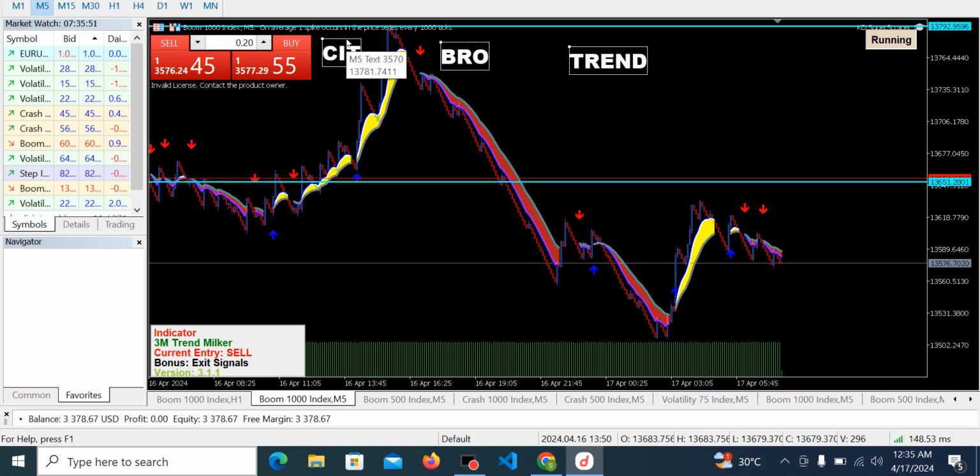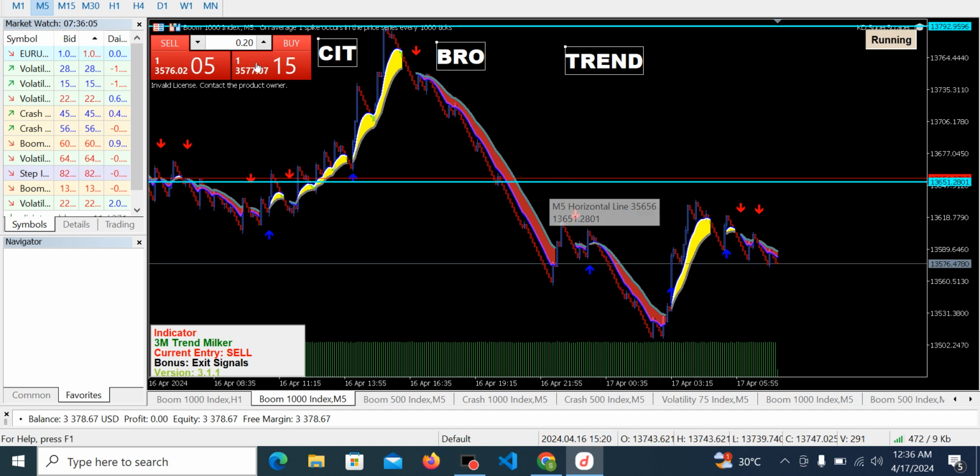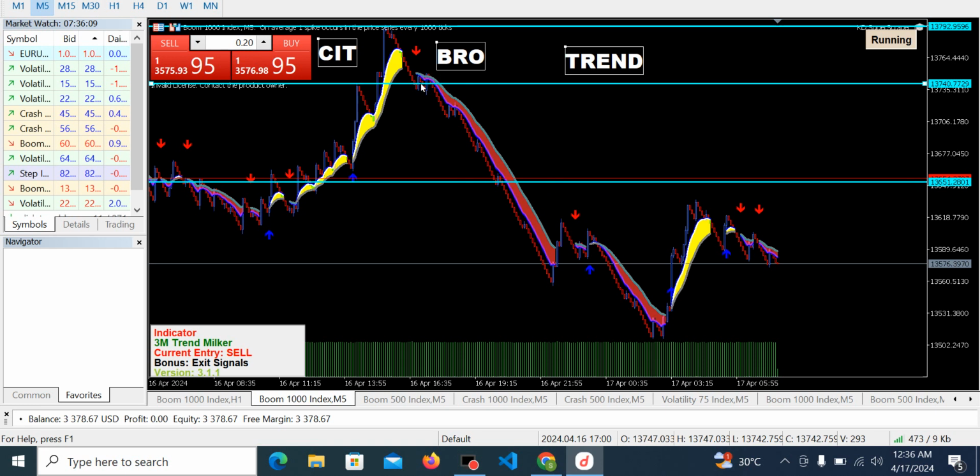Okay, now how do we know when to go into the market? We wait for the red flag to show first. The red flag is showing, and of course we've gotten a sell order. So the next thing we should do is just place an order. Okay, so we can easily place an order somewhere here. We place an order somewhere here.